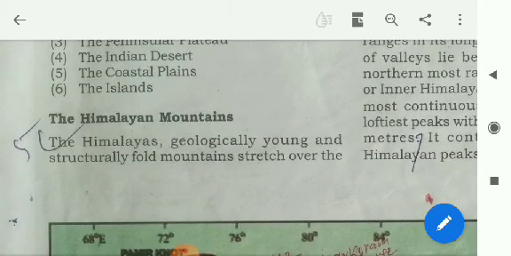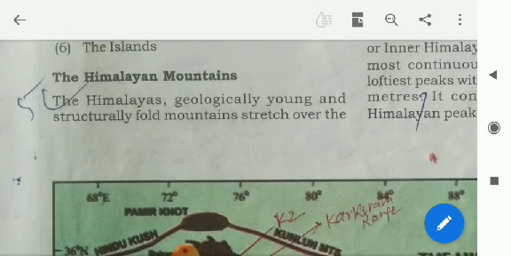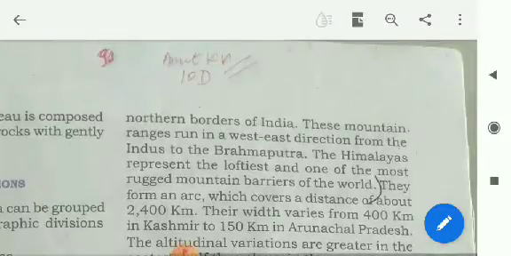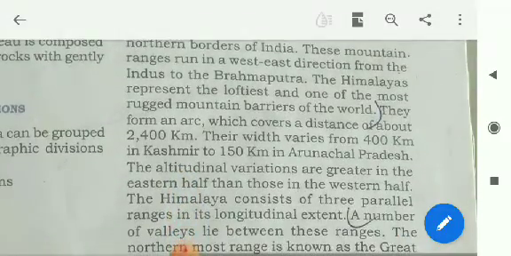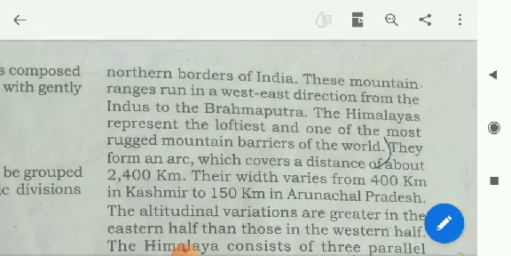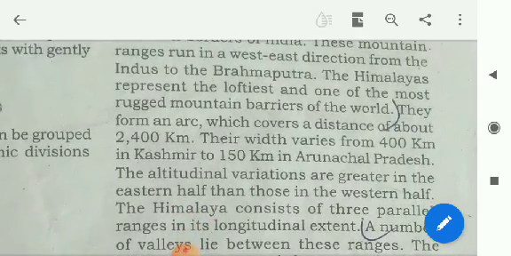What are the Himalayan mountains? Let's come to know. The Himalayas, geologically young and structurally fold mountains, stretch over the northern borders of India. These mountain ranges run in a west-east direction from the Indus to the Brahmaputra.